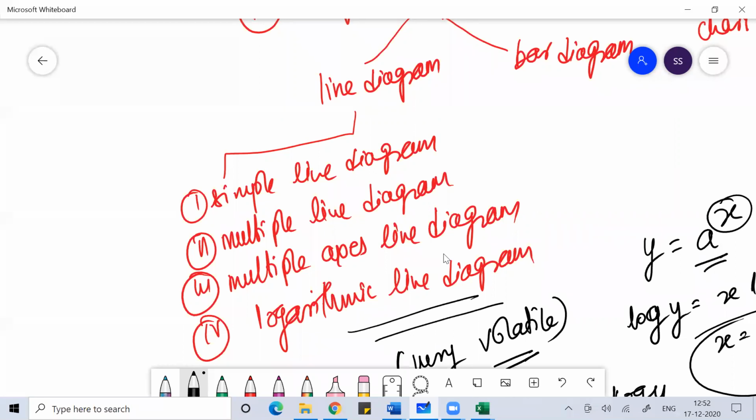Any doubt, anyone? Any doubt, any question you want to ask? So this all we studied in the line diagram.